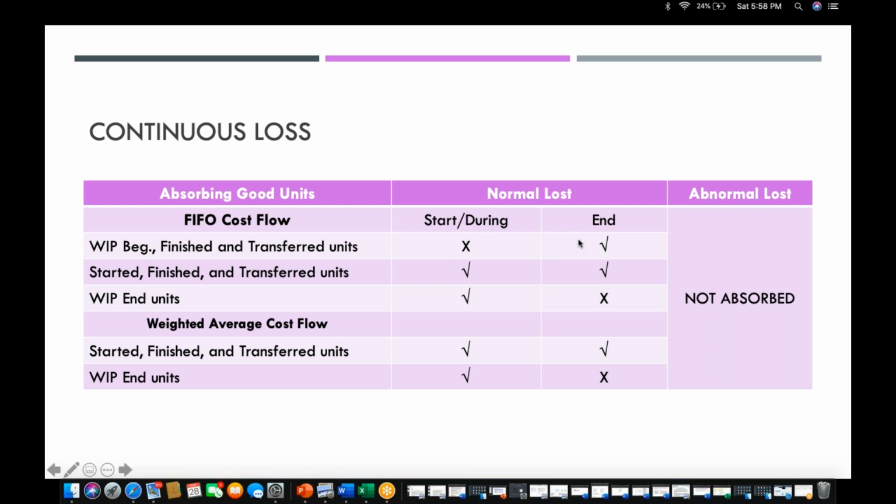Now, if the inspection point is at the end of the process, the ones that absorb the cost of the normal loss are the work in process beginning and those started, finished, and transferred units. The work in process end is not included. Why are they the only ones to absorb the normal loss? Because if the inspection point is at the start, you immediately identify that there are lost units.